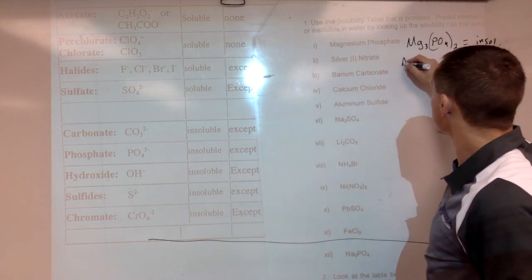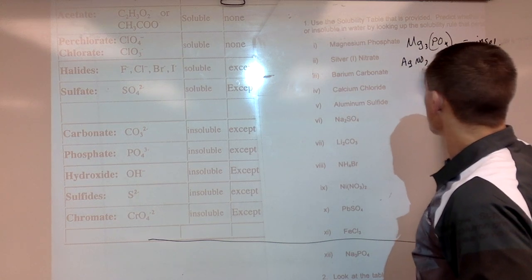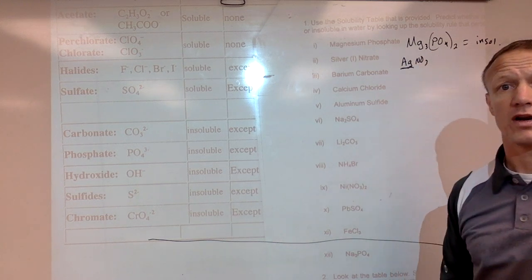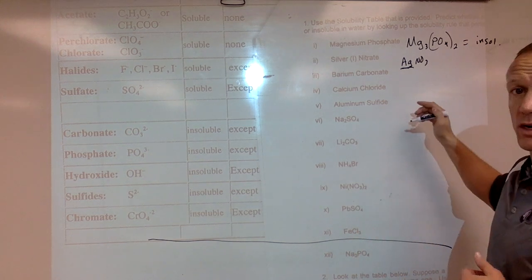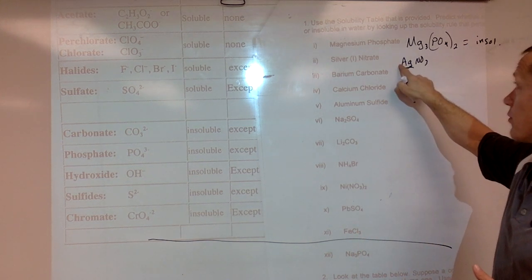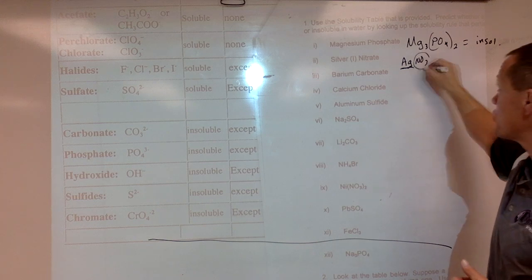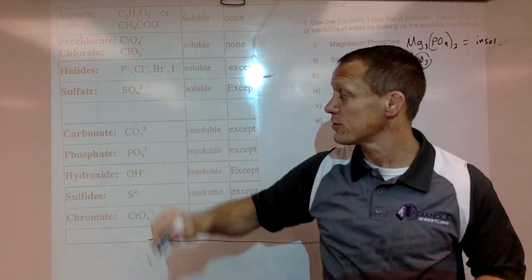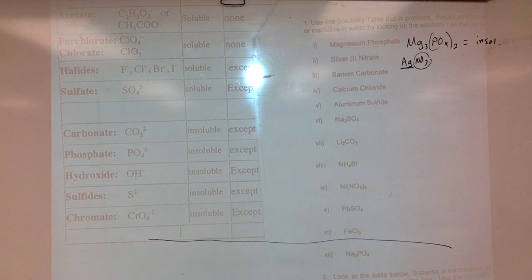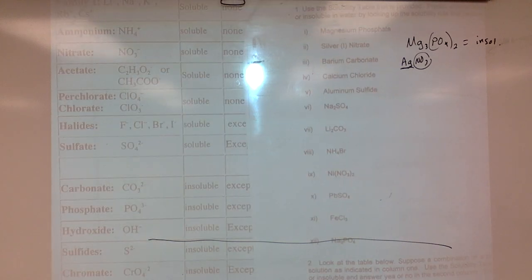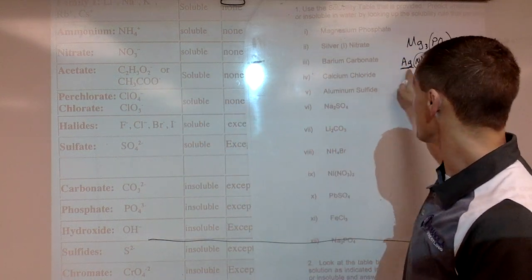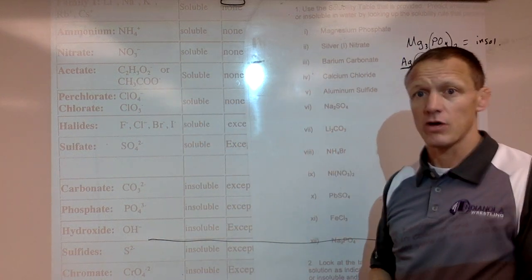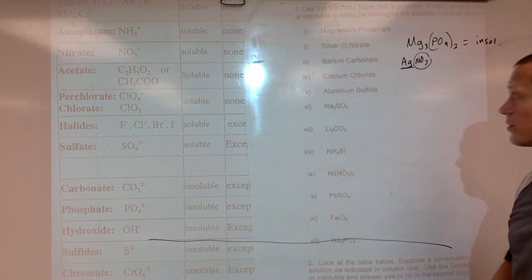Silver nitrate. So the first thing I always look at is the first element, family 1. If it is, it's soluble, or if it's NH4. In this case, silver is not family 1, so go to the second part. Nitrates. I'll pull that down just a little bit. Nitrates, always soluble. This compound is soluble. It would dissolve. Okay, AgNO3 would be soluble, would dissolve.